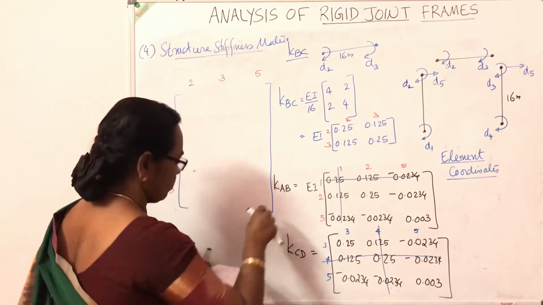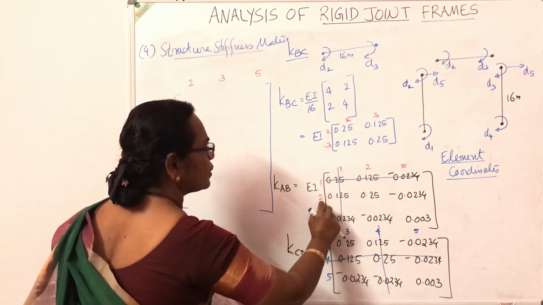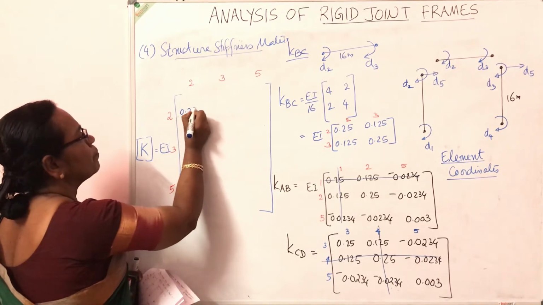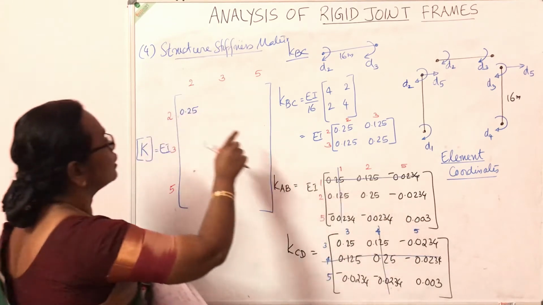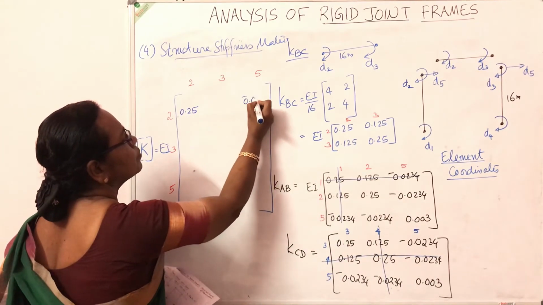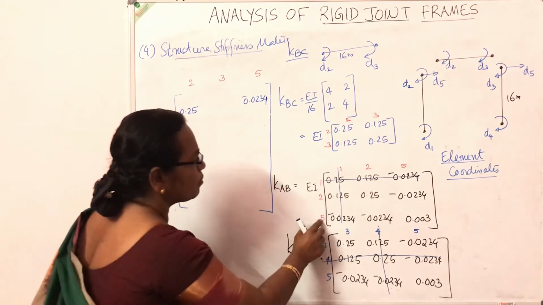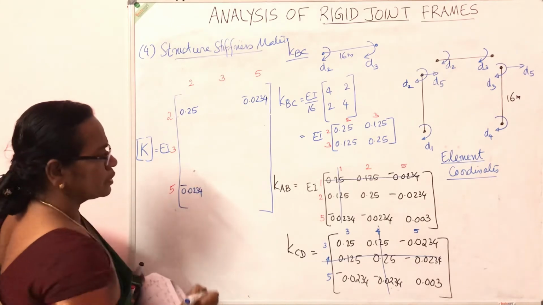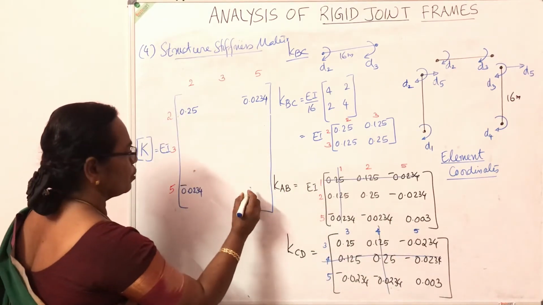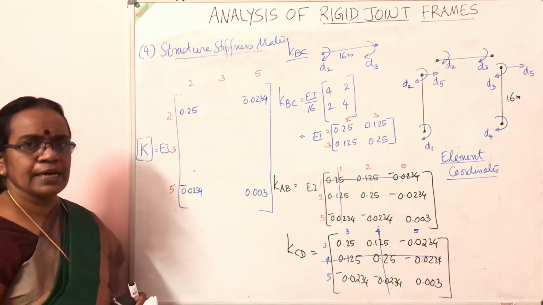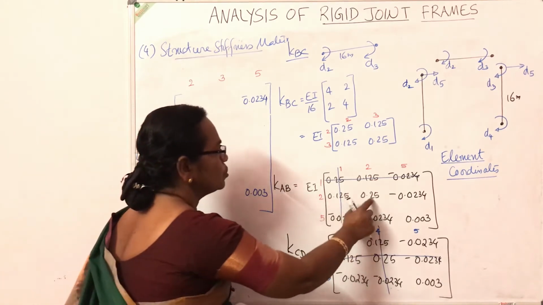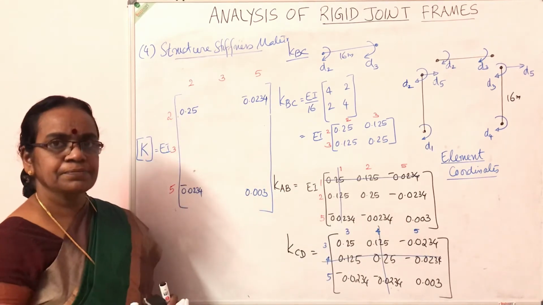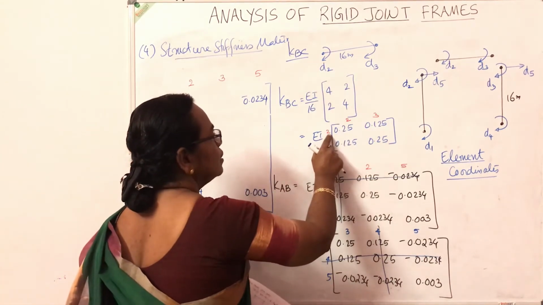See the first element, AB. First element, we have the element starting from location 2, 2. In the location 2, 2, it is 0.25. And the next is 2, 5. In the location 2, 5, it is minus 0.0234. Here 5, 2. In 5, 2 location minus 0.0234, and the 5, 5 location 0.003. So post the elements from the first element in locations 2, 2, 2, 5, 5, 2 and 5, 5.